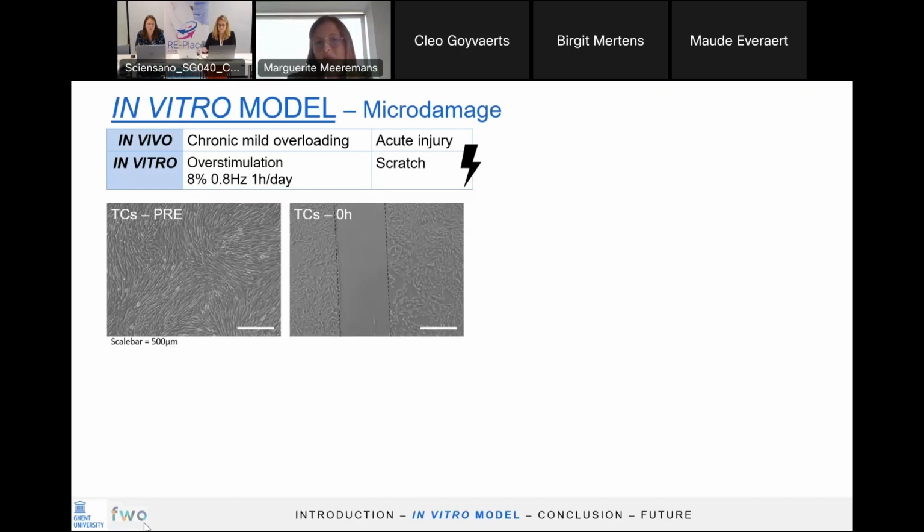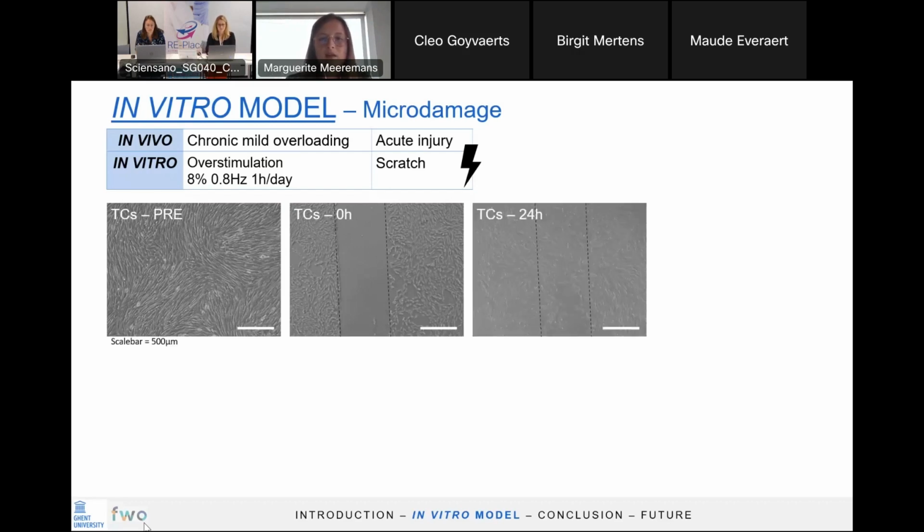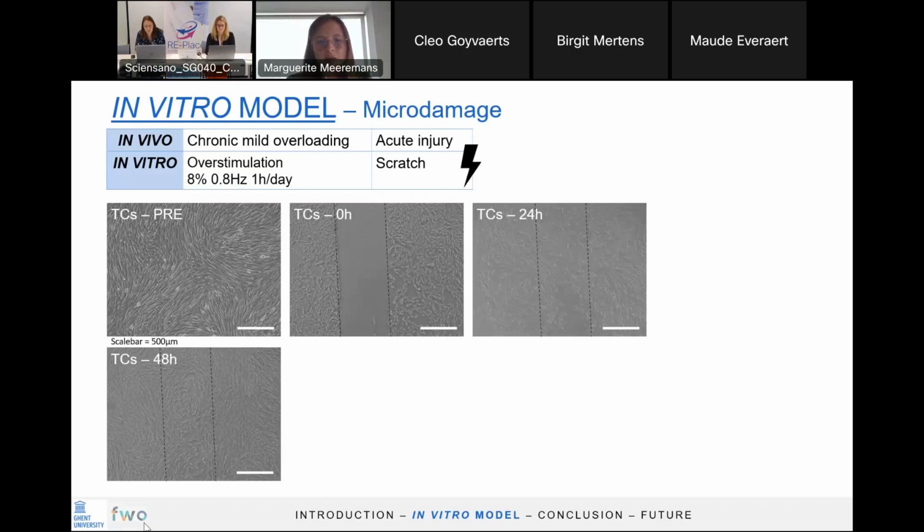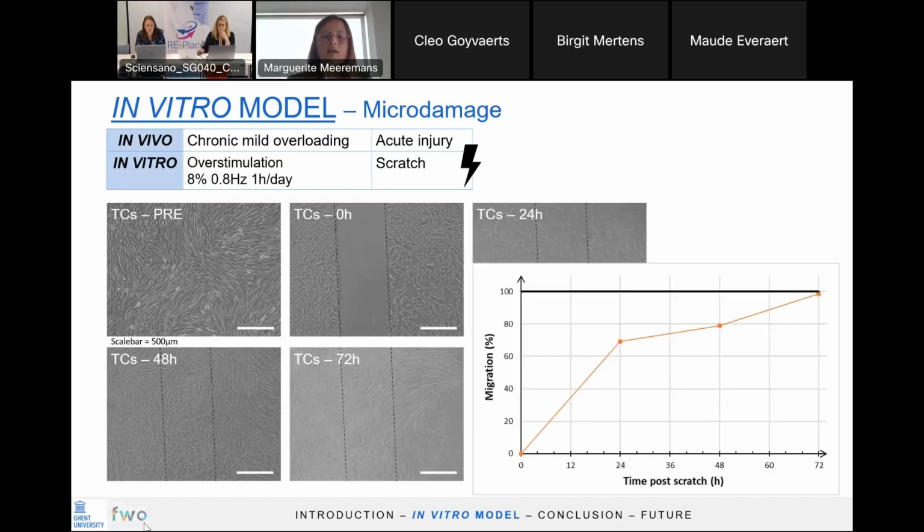And then at time point 0, we made the scratch using a blue tip, and we studied the cell migration over time, as you can see in the pictures. And then we were able to plot the cell migration on a graph, and we can study different conditions using this technique.